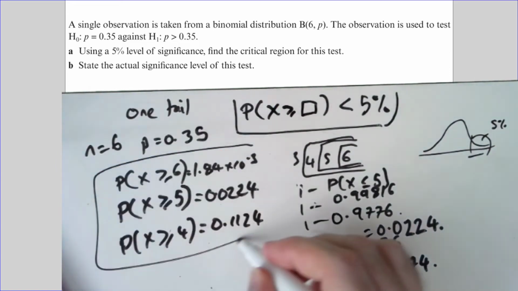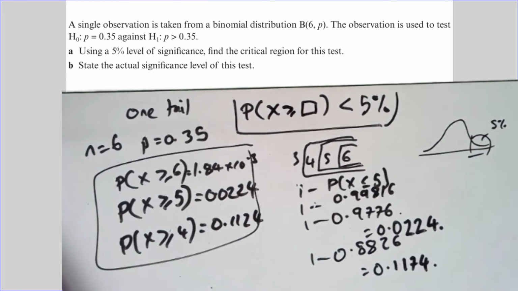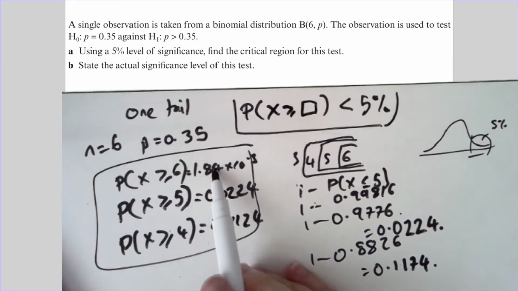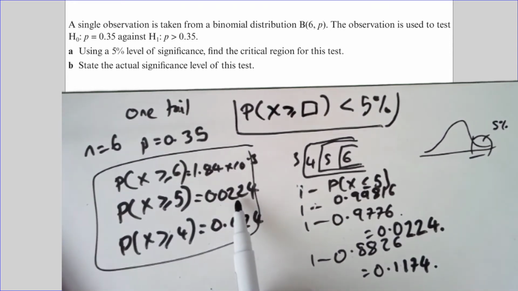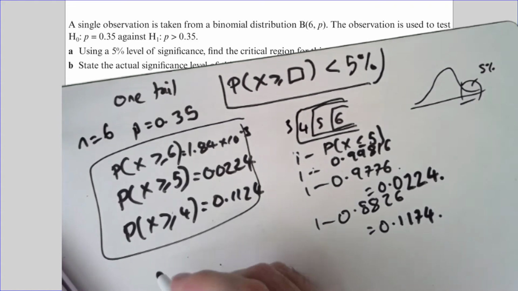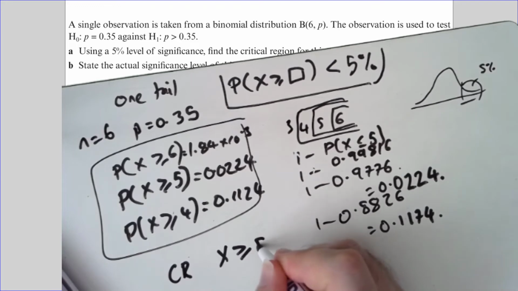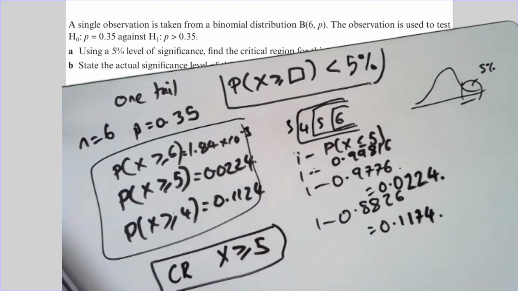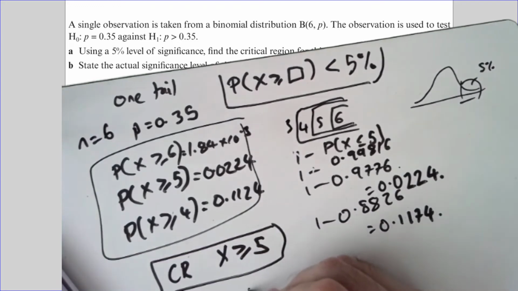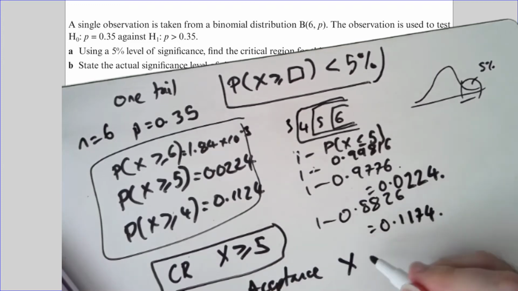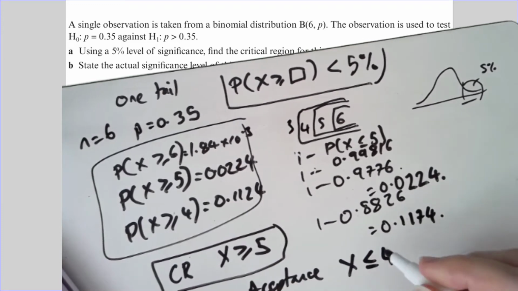Okay, so looking at these numbers, we're after the first time this drops below 5%. So the chance of being greater than or equal to 6 is tiny. This one's about 2%, this one's 11%. So our critical region is actually x is greater than or equal to 5, and our acceptance region is x is less than or equal to 4.